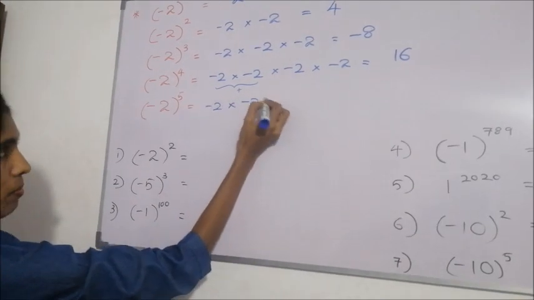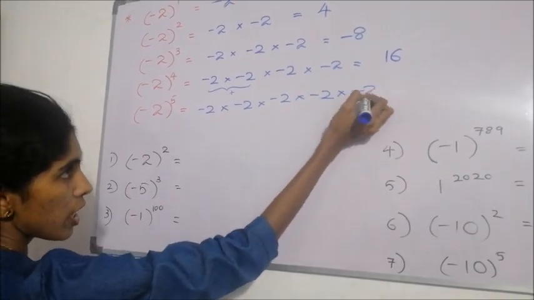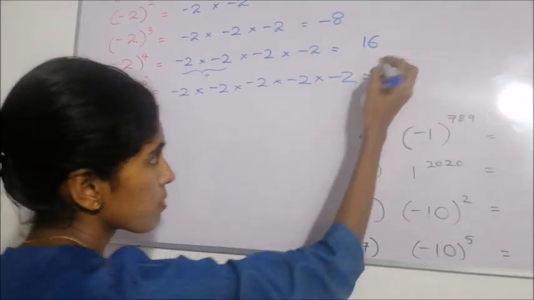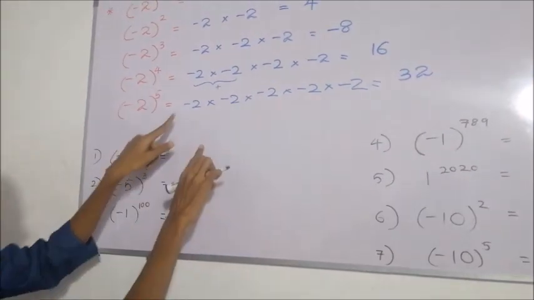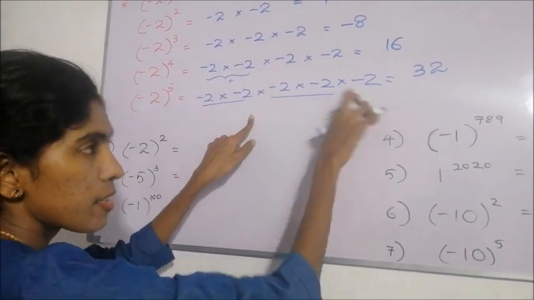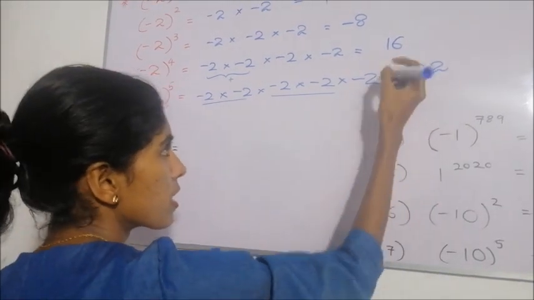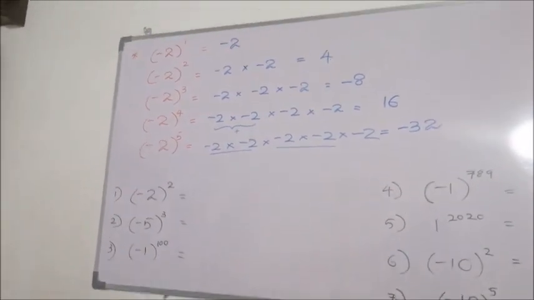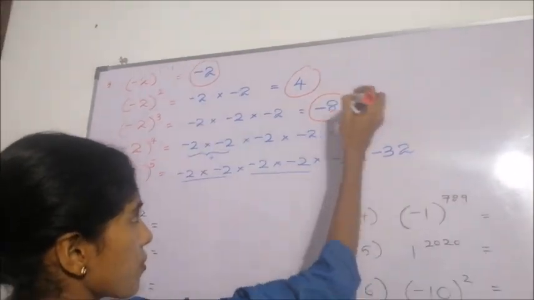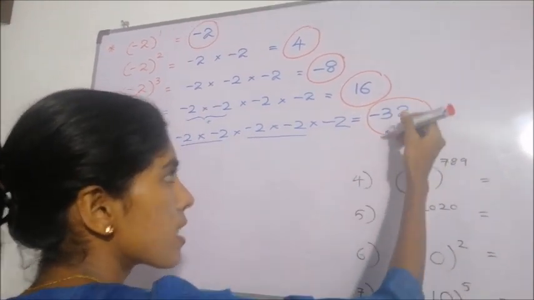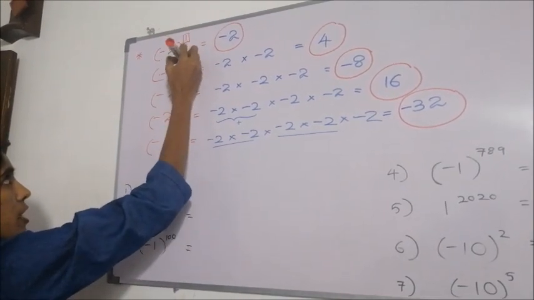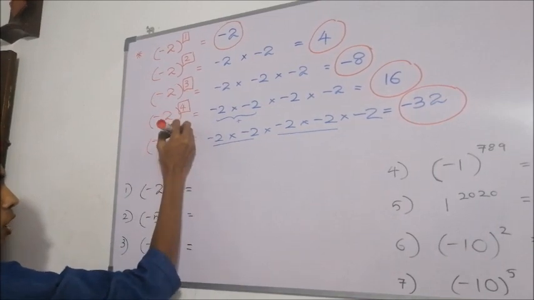Next, minus 2 should be repeated 5 times. 2 times 2, 4, 4 times 2, 8, 8 times 2, 16, 16 times 2, 32. Now the signs: minus minus plus, minus minus plus. Now the minus is remaining, so the sign must be minus. Now say children, you can see that this is a negative answer, positive answer, negative answer, positive answer, negative answer. Likewise, it will continue. Now look at the powers there. Odd, even, odd, even, odd.